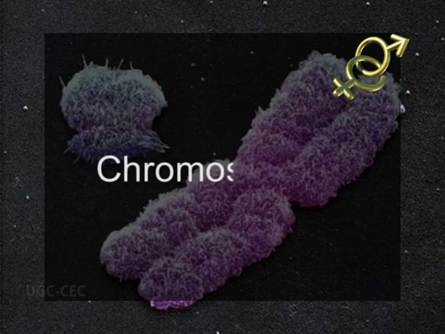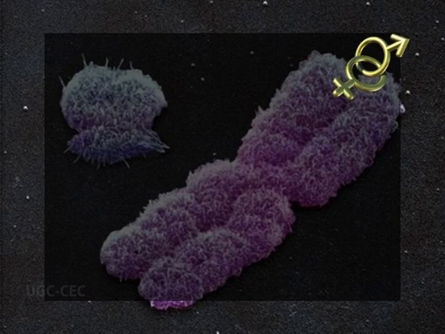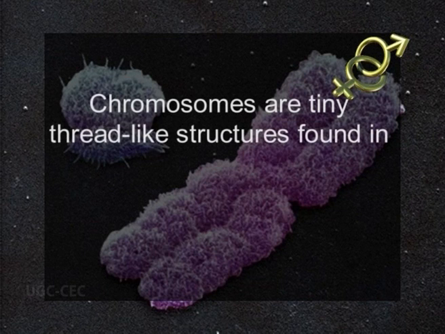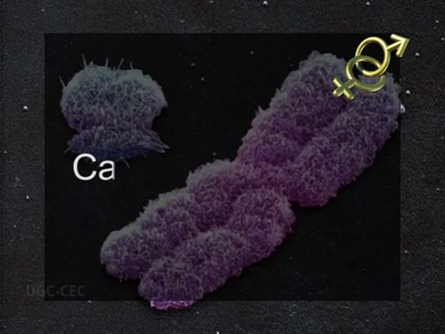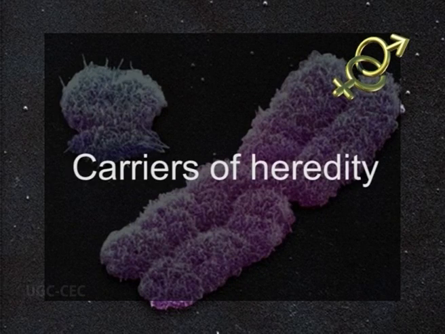First of all, what are chromosomes? Chromosomes are tiny thread-like structures found in the nucleus of a cell that store and transmit the coded information which is responsible for all the life processes of an organism. Thus, chromosomes are commonly known as carriers of heredity.